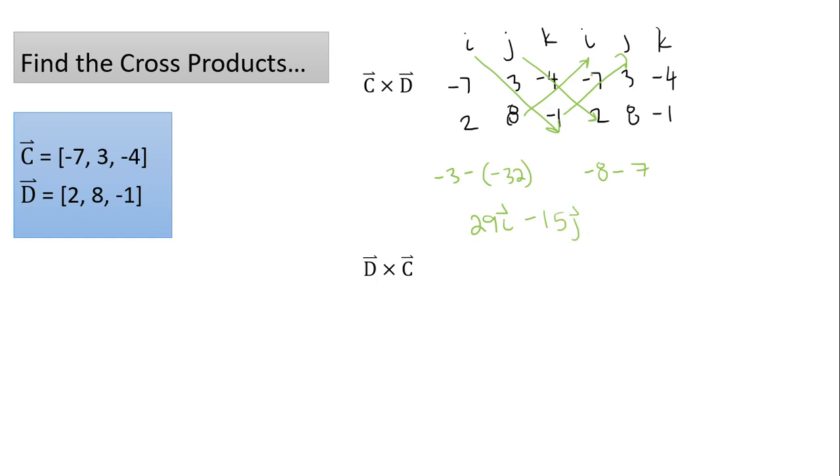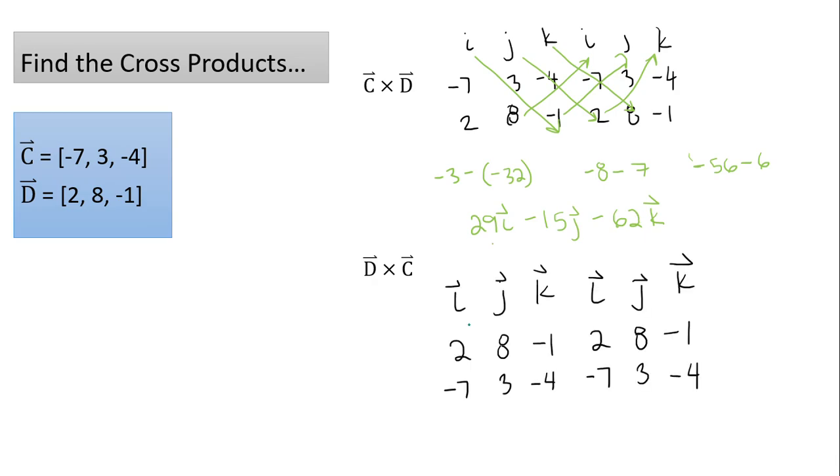And then if we go over to the K's, -56, and back up to the K's, minus another 6 is negative 62K. So C cross D equals this. All right, I've magically drawn the second one because no one wants to sit here and watch me draw it, but we will get to watch me do the process.